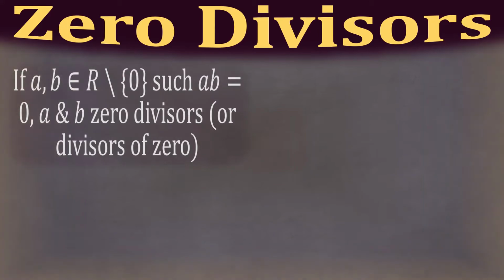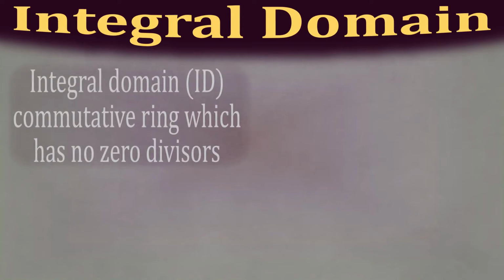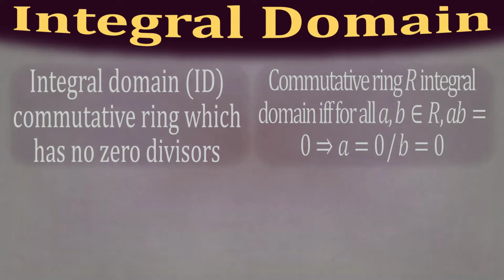We want to move on to integral domains, so we need to define zero divisor. If a, b in R without 0 such that ab = 0, then a and b are zero divisors, also known as divisors of 0. Then, let's define an integral domain. An integral domain, also known as an ID, is a commutative ring which has no zero divisor. Hence, a commutative ring R is an integral domain if and only if, for all a, b in R, a times b equaling 0 implies that a equals 0 or b equals 0.